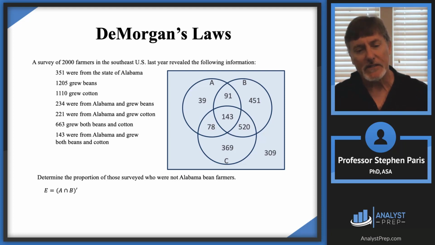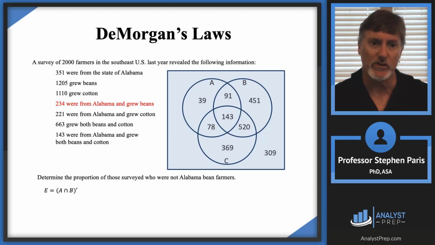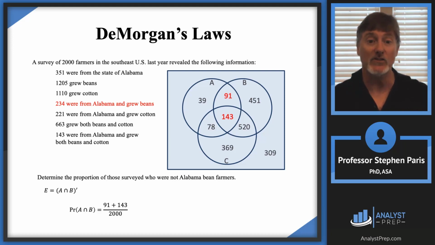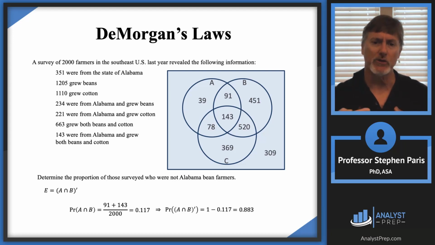Now, this is an easy problem to do if you just logically think it through, because I was told there were 234 Alabama bean farmers, and so that's who was in A intersect B. So the probability of A intersect B is 234 over 2,000, or 11.7%. Then the probability of the complement of A intersect B is just 1 minus that value, so 0.883 would be my answer. I don't really need a Venn diagram to calculate this, but again, I'm trying to make a point. I'm trying to introduce DeMorgan's law.